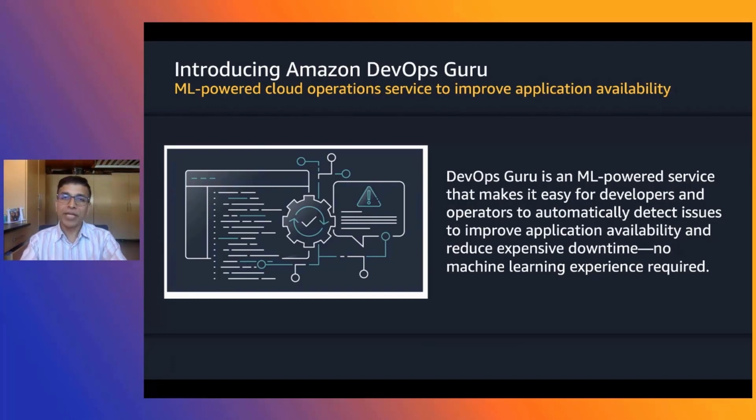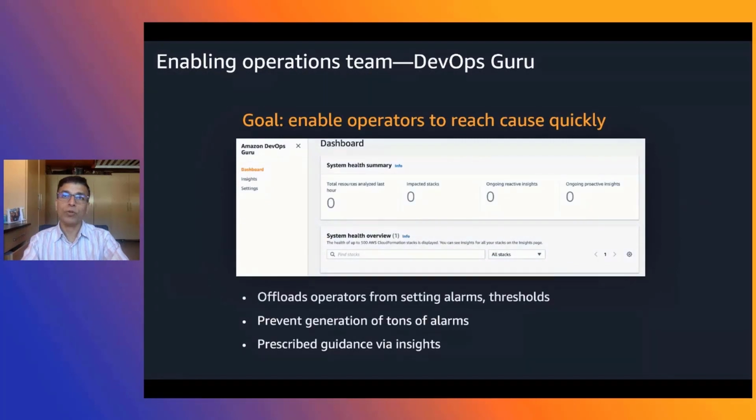And that is the main goal of DevOps Guru, to improve your application and services availability by reducing the MTTR. MTTR is basically mean time between repair. So we want to minimize the duration of the faults, even if they occur, as much as possible, so that your customers who are using your services are least impacted.